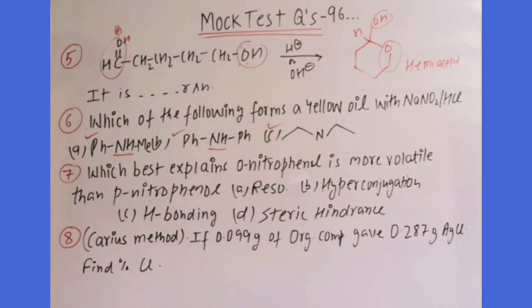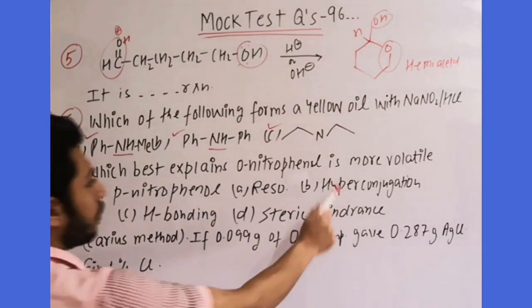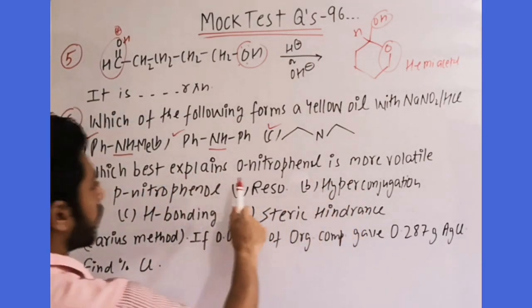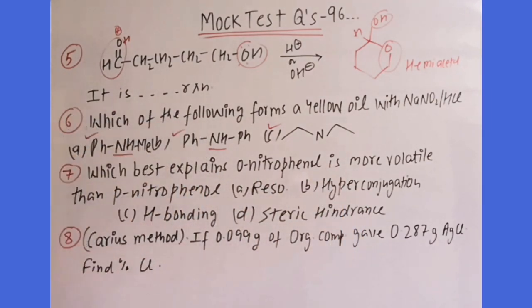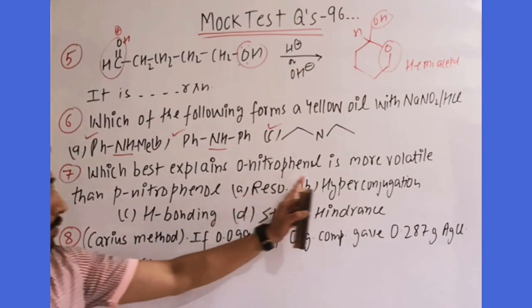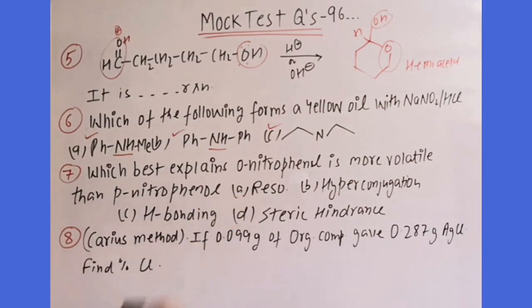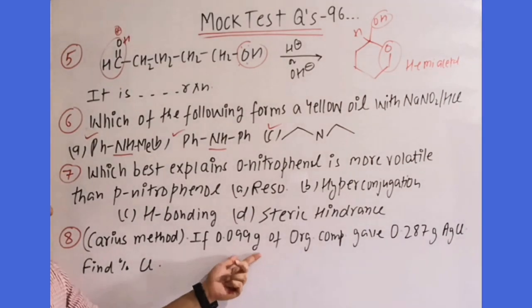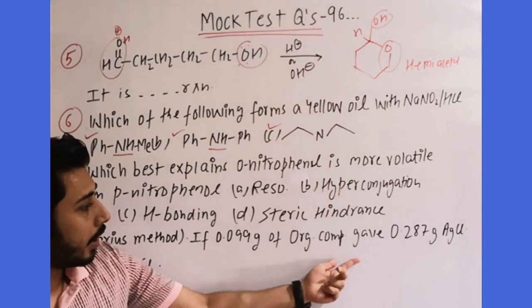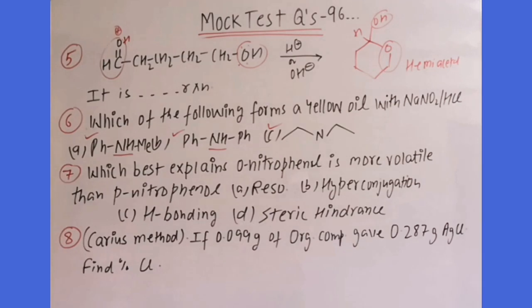Okay, next question, think about it also. Which best among these concepts explains that orthonitrophenol is more volatile than para-nitrophenol? A, resonance, B, hyperconjugation, C, hydrogen bonding, and D, steric hindrance. Think about it. Eighth is the Carius method, already given there. If the organic compound mass is 0.099 grams and it gave 0.287 grams of AgCl precipitate, find the percentage of Cl. So try these two questions.